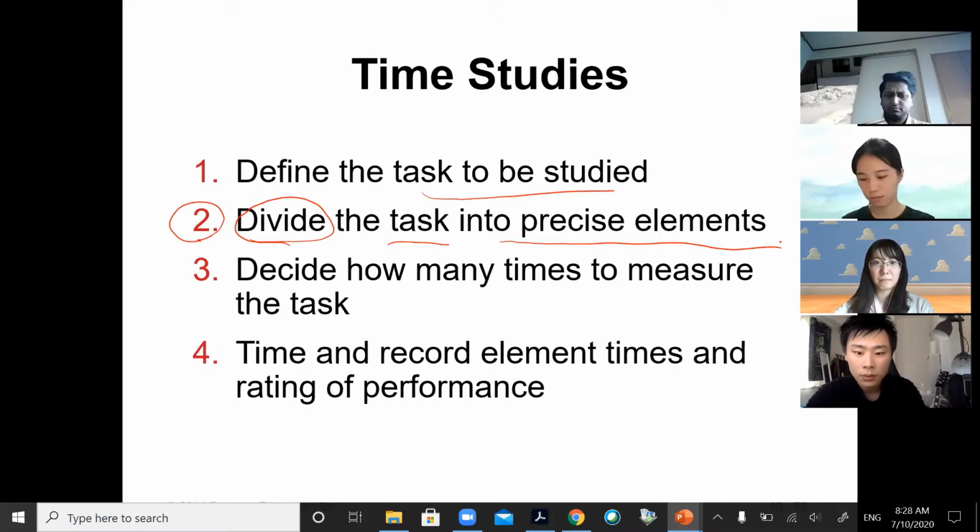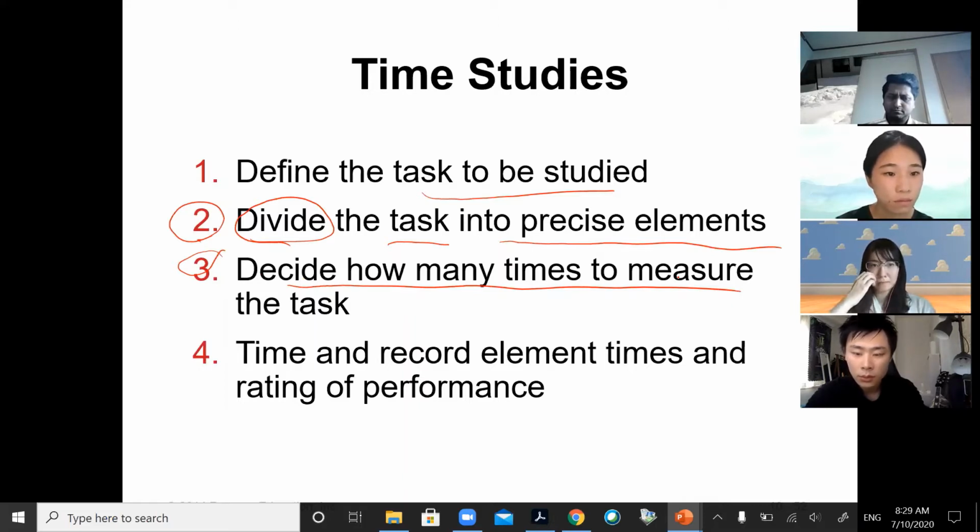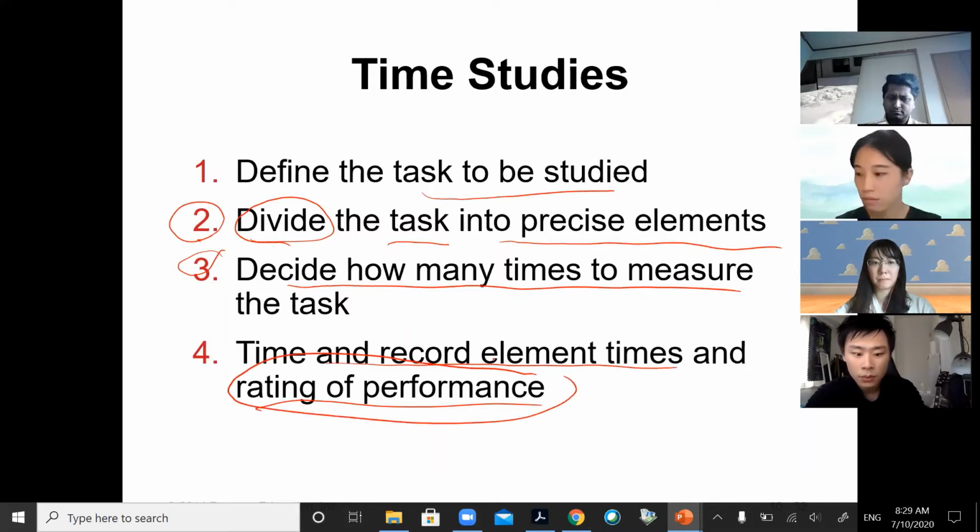Then you decide how many times to measure the task. So we need to have this frequency, how many times to measure, because we have to determine the accuracy. If you take too few measurements, it is going to result in an inaccurate determination of the time standard. And then you record element times and rating of performance. So this is the difficult part. The difficult part a little bit is the rating of performance.